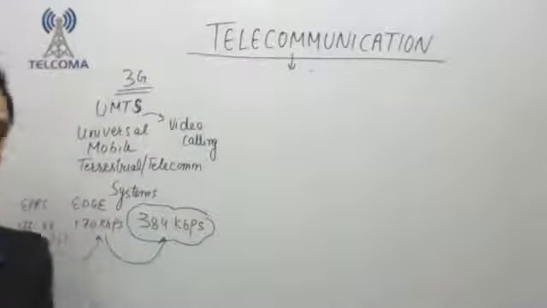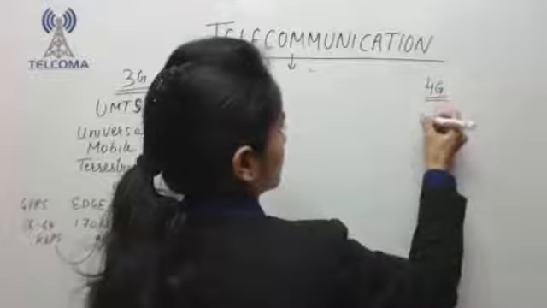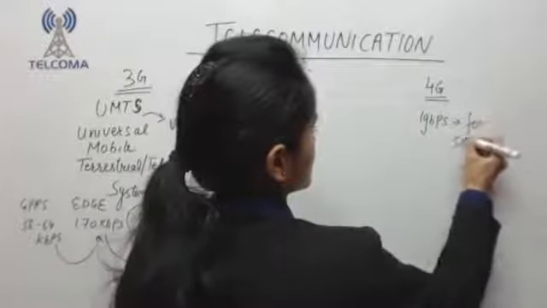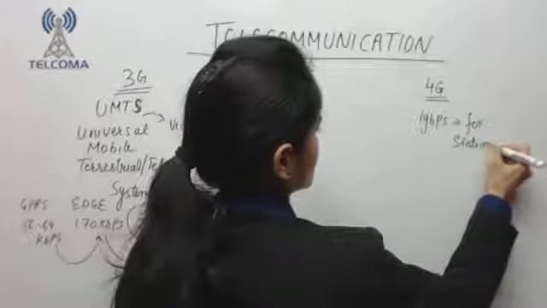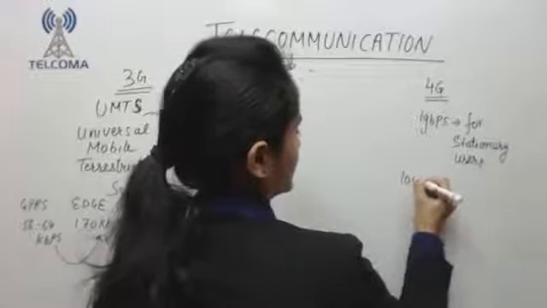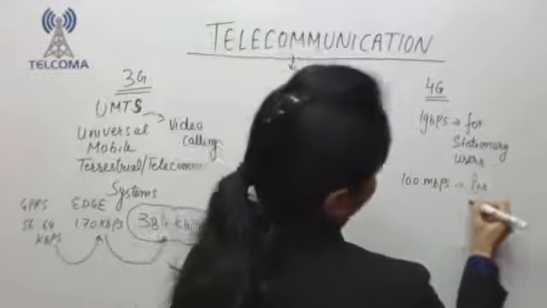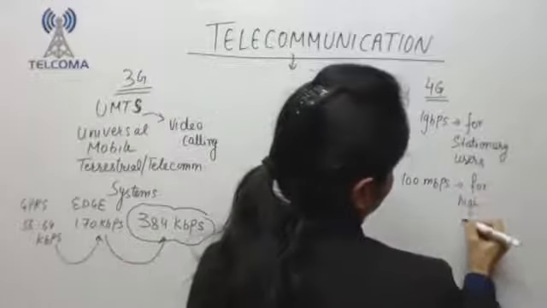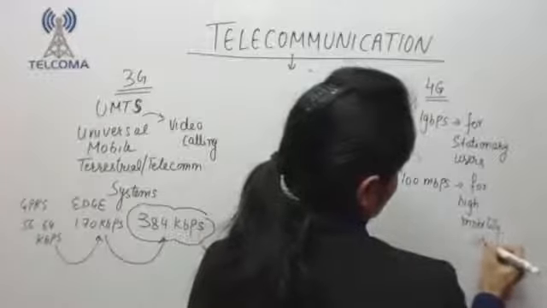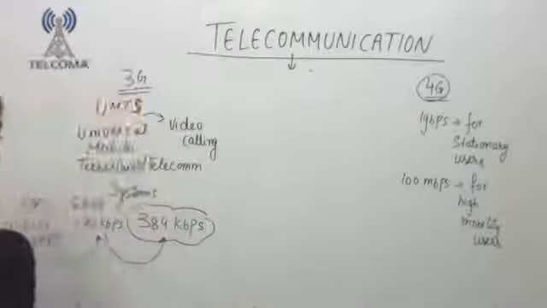Now we have to set up a target: whenever we have 1 gigabit per second for stationary users and 100 Mbps for high mobility users, we will call that our fourth generation.